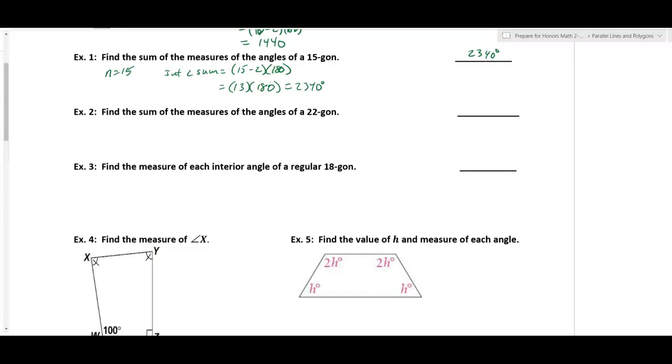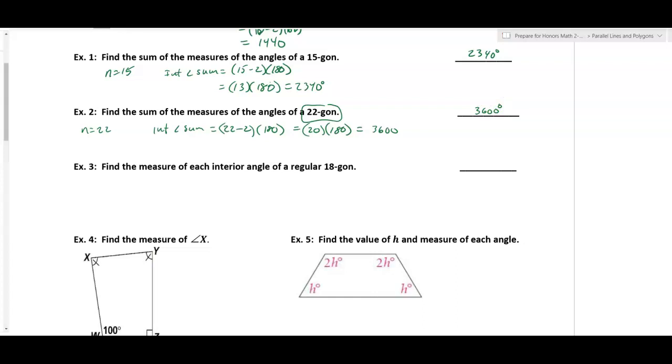Now the next one says, find the sum of the measures of angles of a 22-gon. Well, 22-gon, number of sides is 22, so the interior angle sum would be 22 minus 2 all times 180. That would give you 20 times 180, which gives you 3,600 degrees.